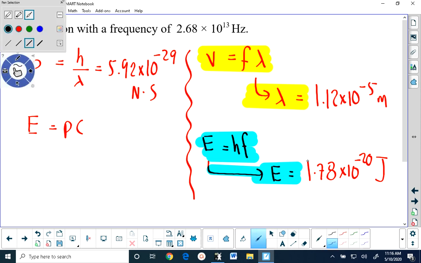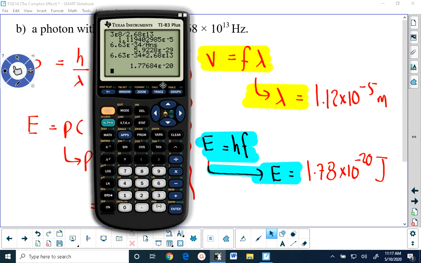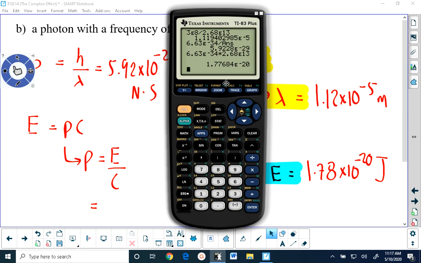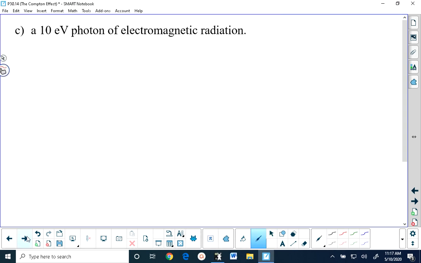Now what I can do is use the second formula, E equals Pc. So P is equal to the energy of the photon over the speed of light. So if we're going to take the second path, we're going to take the energy of the photon, which we've just calculated, and divide by the speed of light. And you get the exact same answer that we got before, 5.92 multiplied by 10 to the negative 29 Newton seconds.